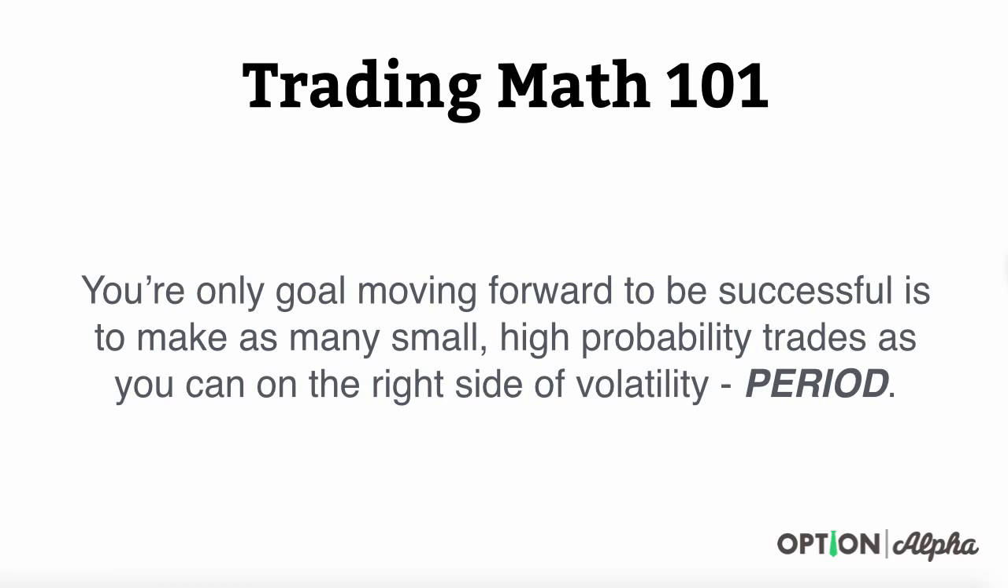So with all of this said and wrapping up here, your only goal moving forward to be successful in trading options is to make as many small, high probability trades as you can on the right side of volatility. Period. End of story. That is the ultimate goal with trading, is to make as many very small positions so you don't take on too much risk, high probability trades like we just showed you that have a high likelihood or chance of success on the right side of volatility. Just understanding if implied volatility is low or relatively high so that you know if the market can expand in price or can contract in price.